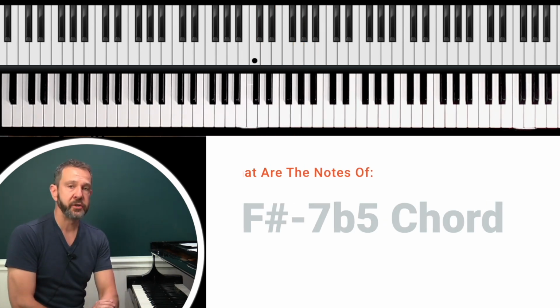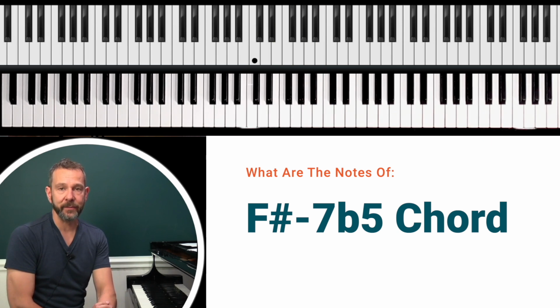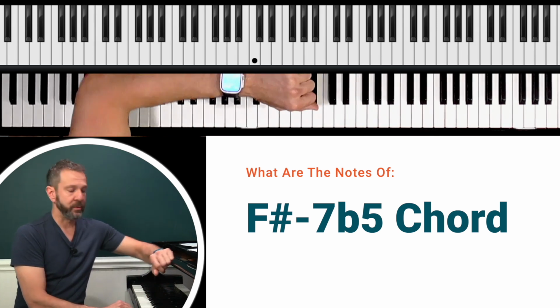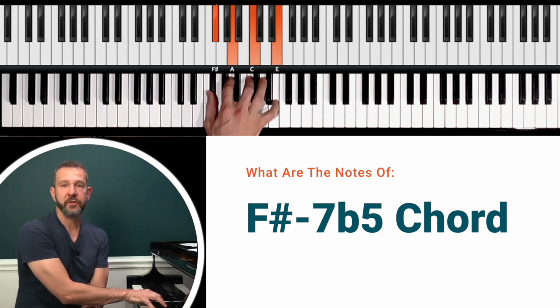Next chord, F sharp minor 7 flat 5. Some people say F sharp half diminished. Okay, the Berkeley method is F sharp minor 7 flat 5. Those notes are F sharp, A, C, and E.